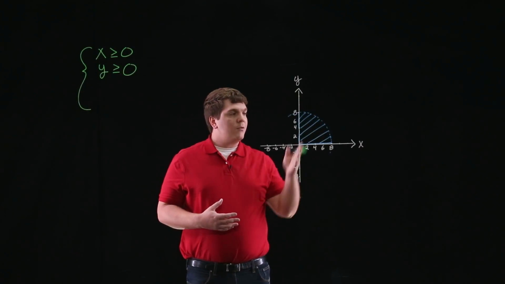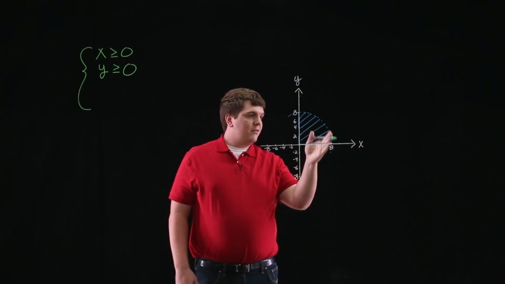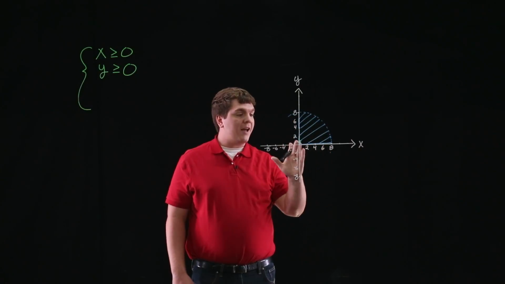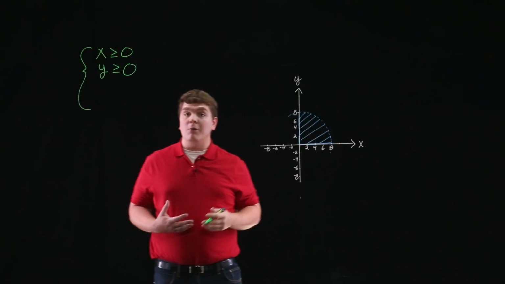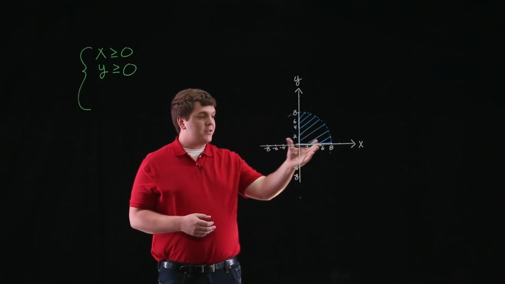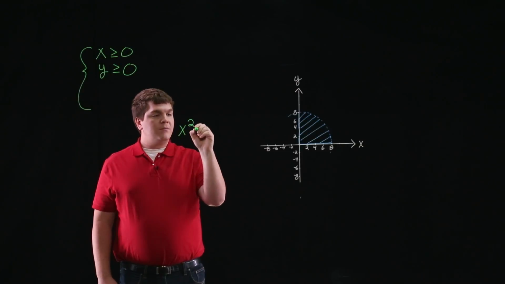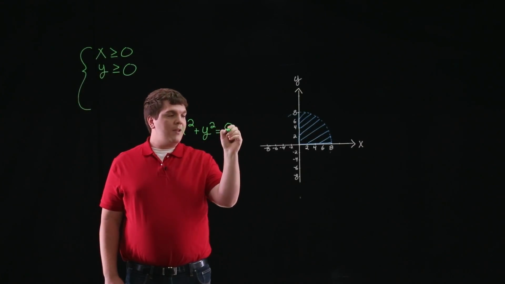Now to find an equation which represents the rest of our shaded region, we need to consider that this right here is a part of a circle centered at the origin with radius 8. And we know that the equation of a circle centered at the origin with radius 8 is x squared plus y squared is equal to 8 squared.